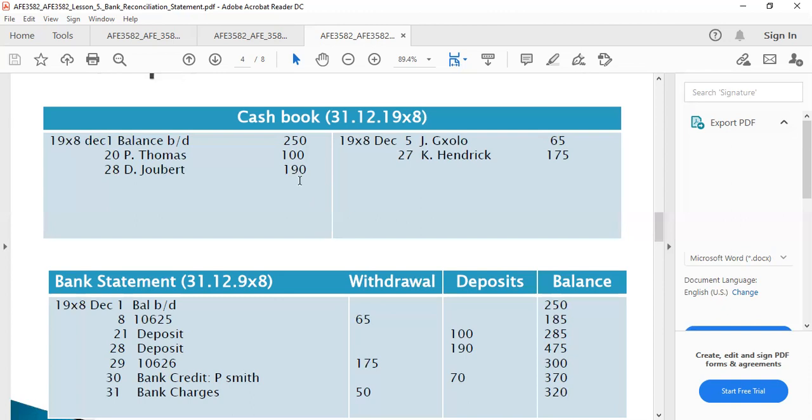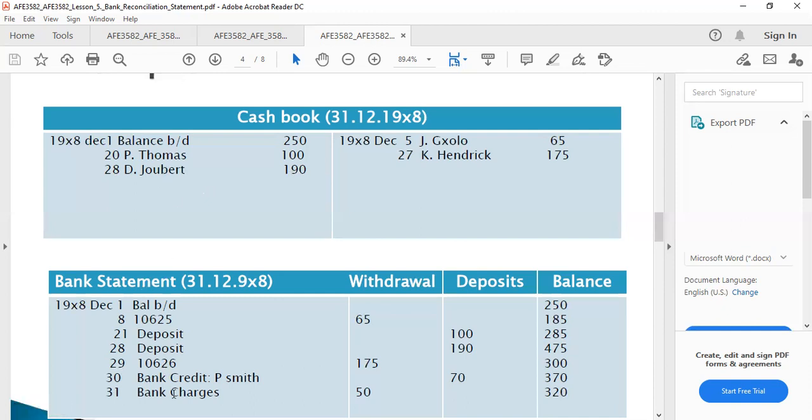Okay, so I was saying that we have a $70 on the credit side of our bank statement, but this $70 is not appearing in the cash book. So we'll need to update our cash book by adding that $70, by debiting that $70. It should also appear in the cash book as $70. You understand?